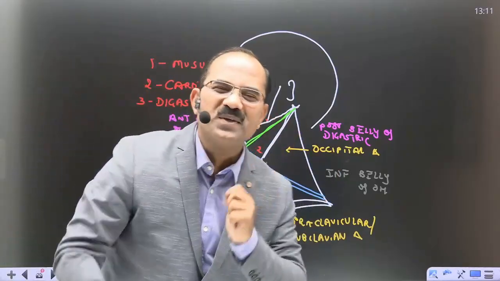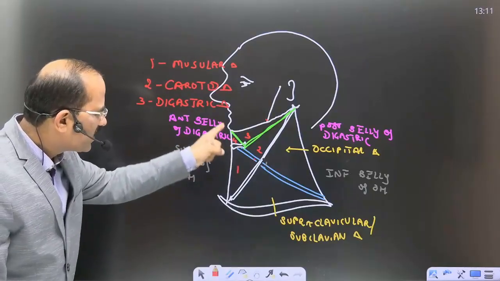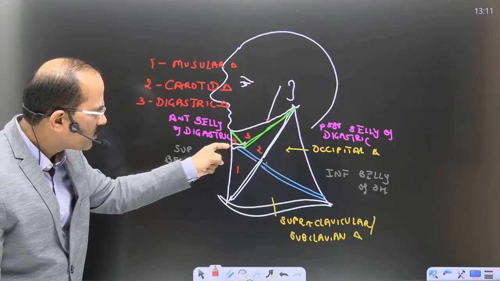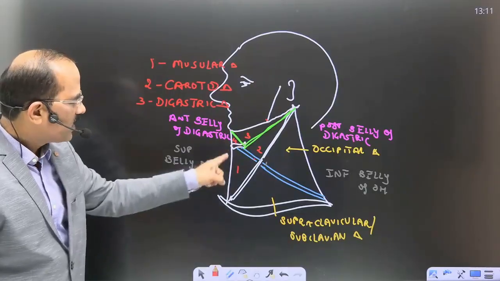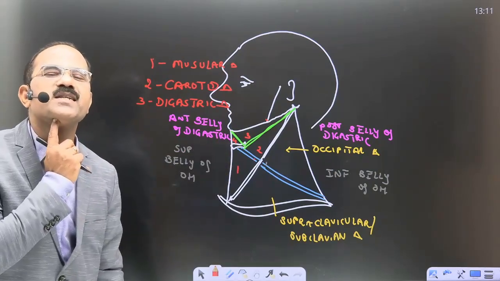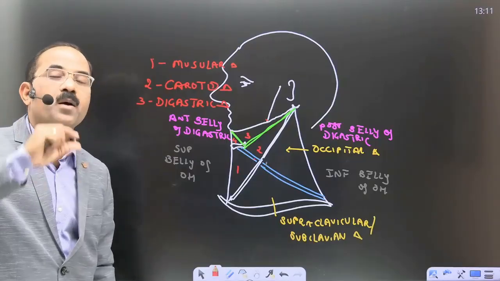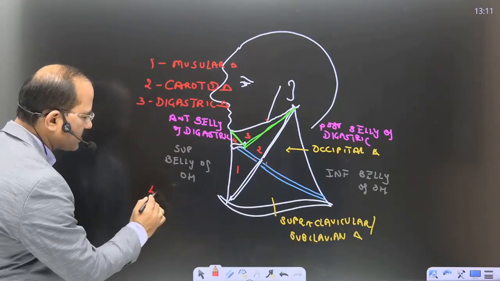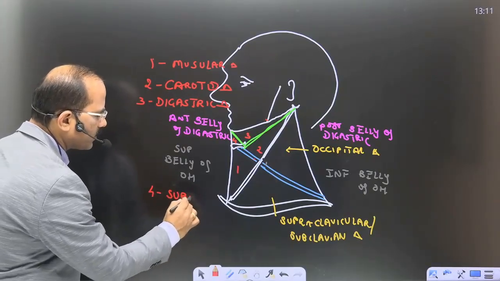What are the boundaries of this triangle? Here, the midline of the neck, the anterior belly of digastric, and the base is formed by the hyoid bone. Midline, anterior belly, and the base is formed by the hyoid bone. This lies below the chin. That is the submental triangle. Number 4, I would write it here as submental triangle.